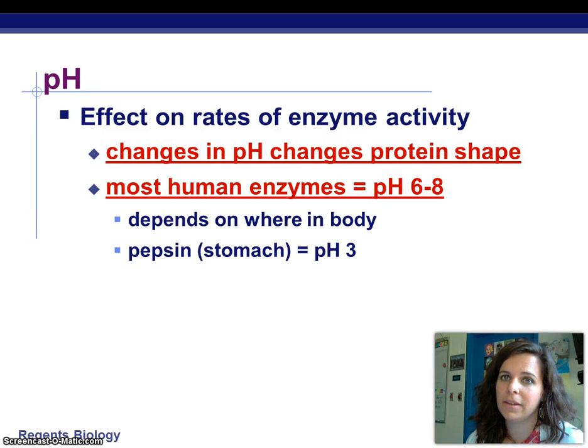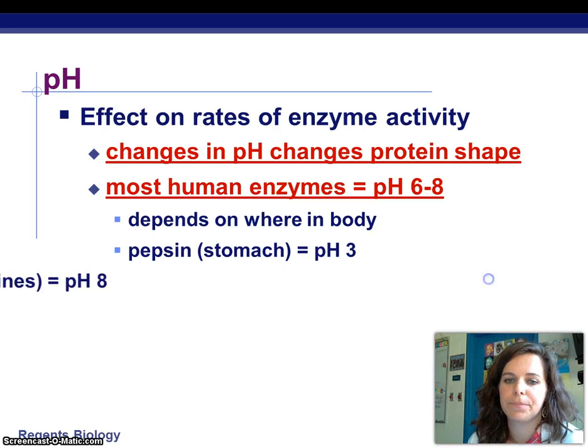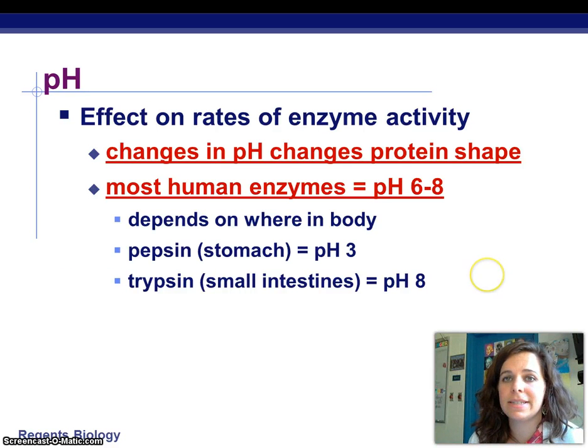If you're in the stomach, pepsin, an enzyme in the stomach, likes a pH of 3 because your stomach is very acidic. So that enzyme works really well in an acidic environment. If you're in the small intestine, which is slightly basic, that enzyme works best at a pH of 8.